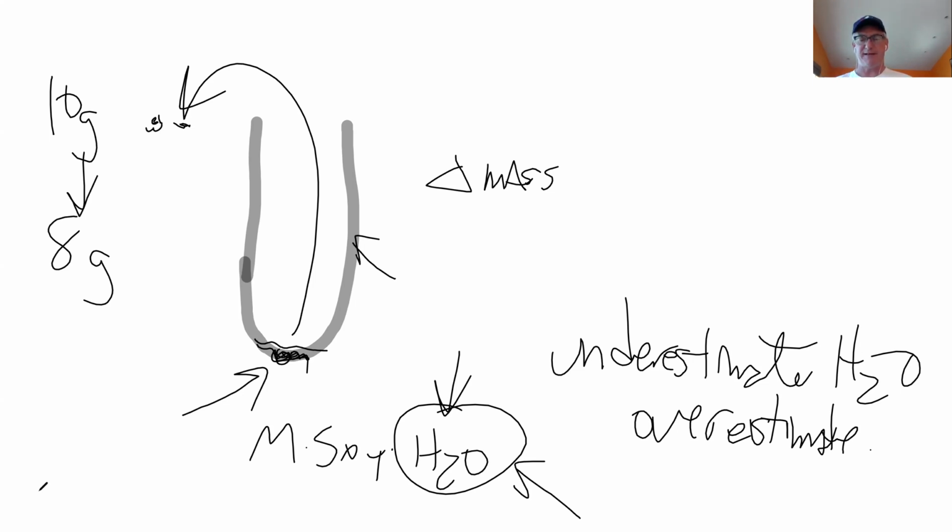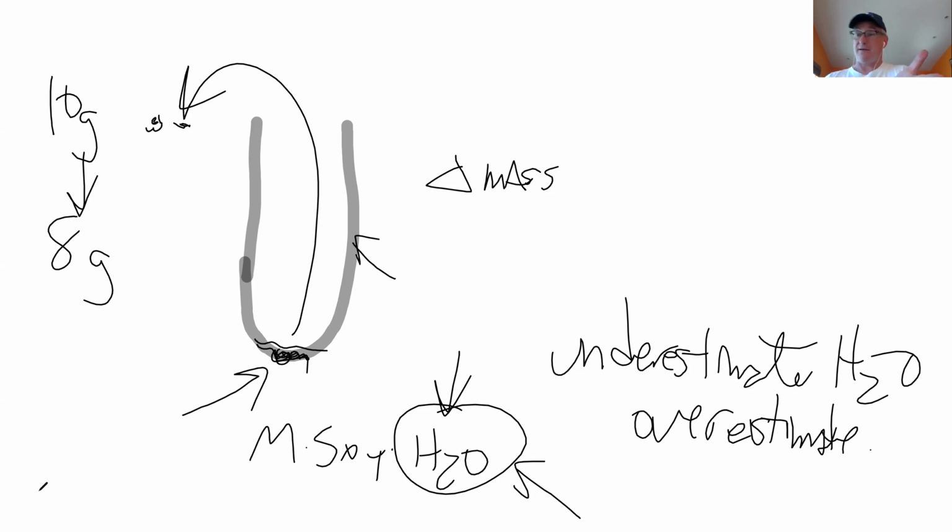So explain why that is. You'll have the same volume of water, but your test tube will weigh less, so that'll give you an overestimate.